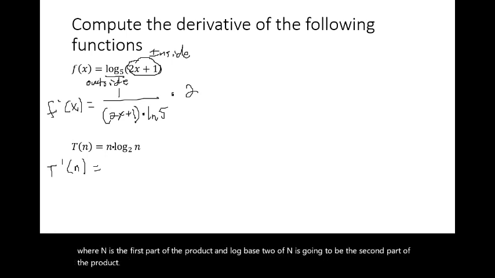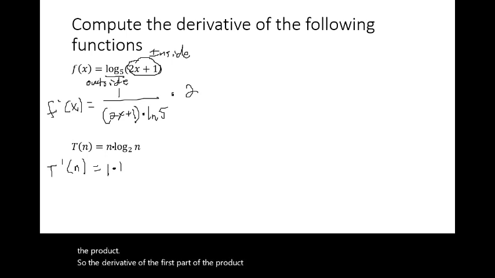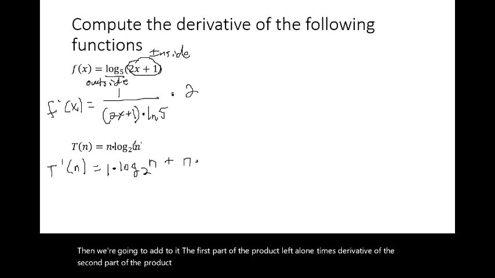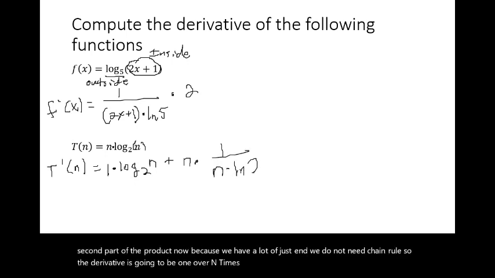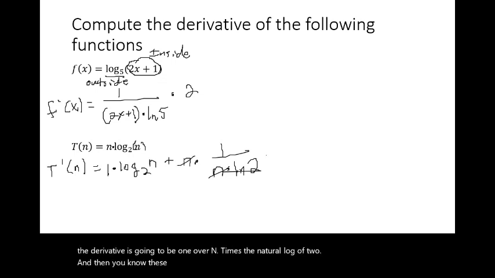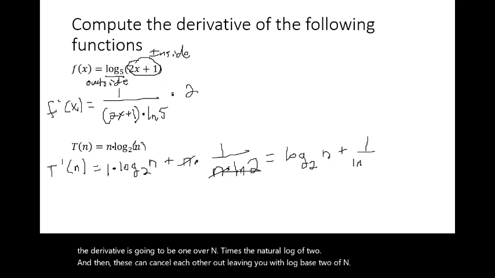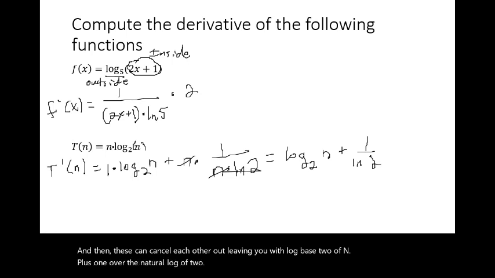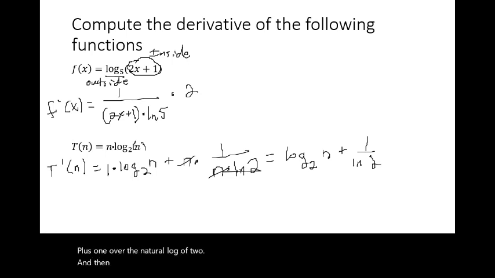So the derivative of the first part of the product is 1 times the second part of the product left alone. Then we're going to add to it the first part of the product left alone, times the derivative of the second part of the product. Now, because we have a log of just n, we do not need chain rule. So the derivative is going to be 1 over n times the natural log of 2. And then, these can cancel each other out, leaving you with log base 2 of n plus 1 over the natural log of 2. And then that is going to be your final answer.